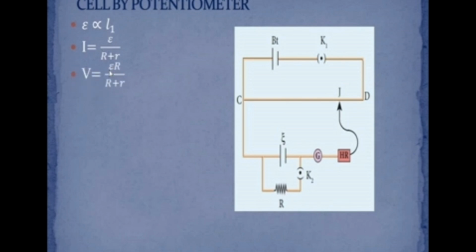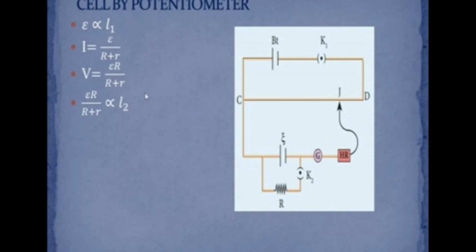Okay. So next is V equal to IR. We take the I value, epsilon by R plus r. So V equal to IR, and instead of I we write this expression, multiplied by R. So this is the potential drop across the resistance R. Here we calculate the second balancing length after including R by using the K2 key. So this is L2.